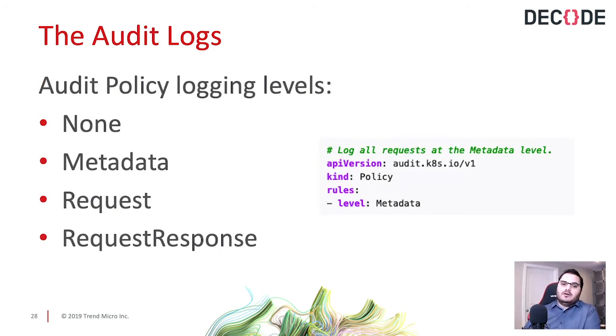So for the audit policy, you have four logging levels. You have None, which doesn't log anything. You have Metadata, which only logs request metadata, not the request or response body. You have Request, which logs the metadata and the request body, but not the response. And you have the RequestResponse logging level, which logs the event metadata, the request and the response body.